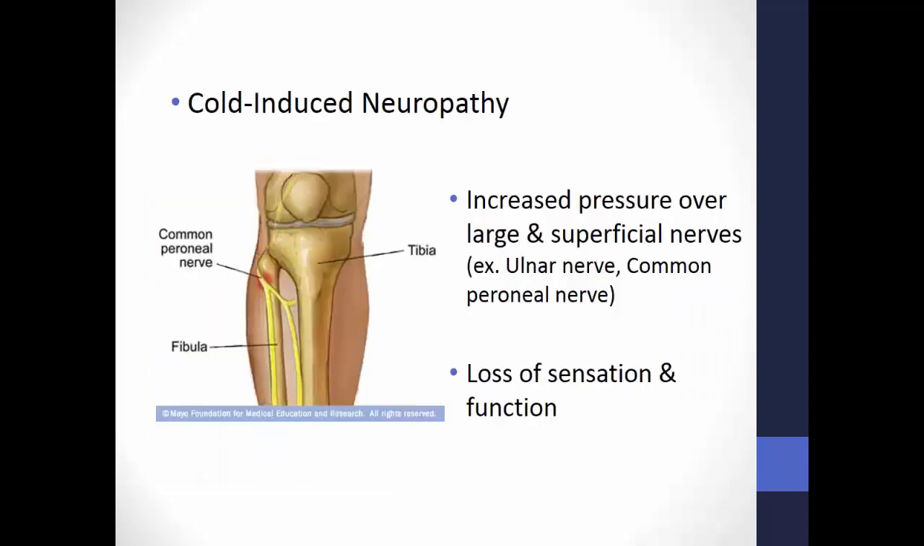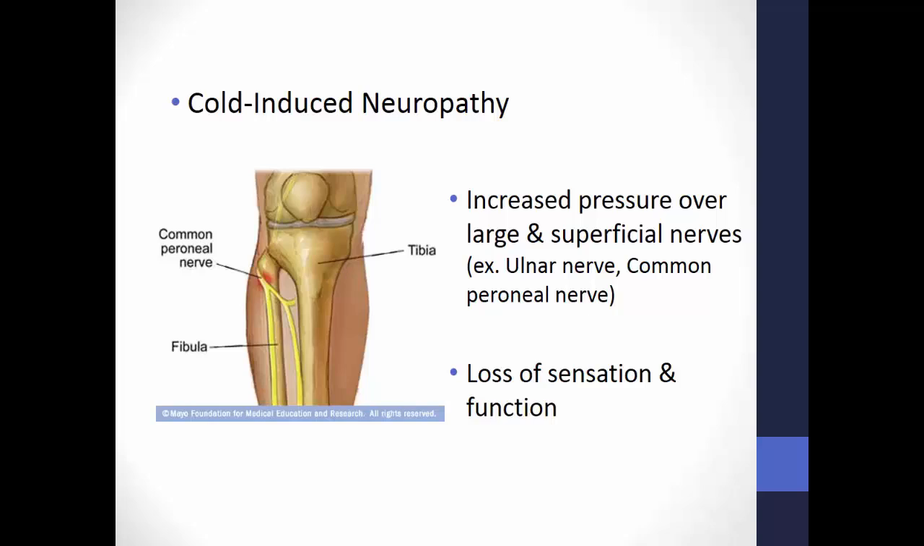Cold-induced neuropathy can occur when too much pressure is applied to an elastic wrap securing an ice pack over a large superficial nerve, resulting in overcooling of the nerve, or neuropathy. Neuropathy causes the loss of sensory function, motor function, or both.